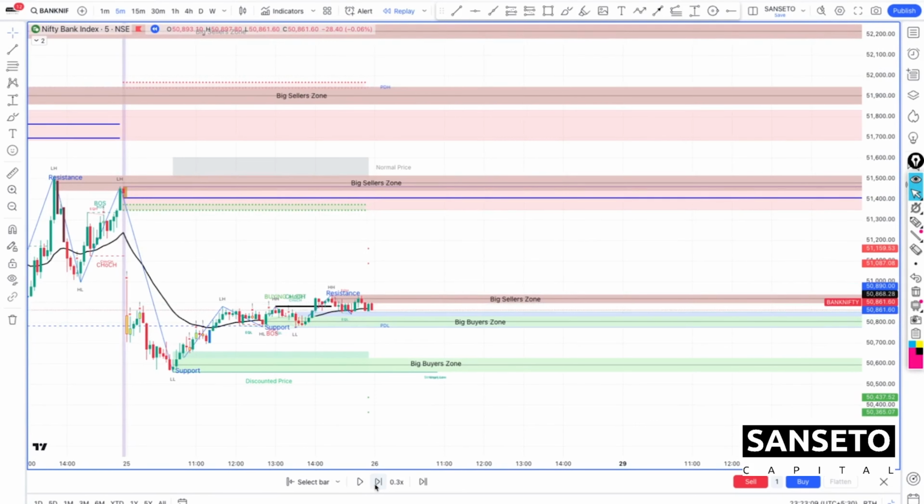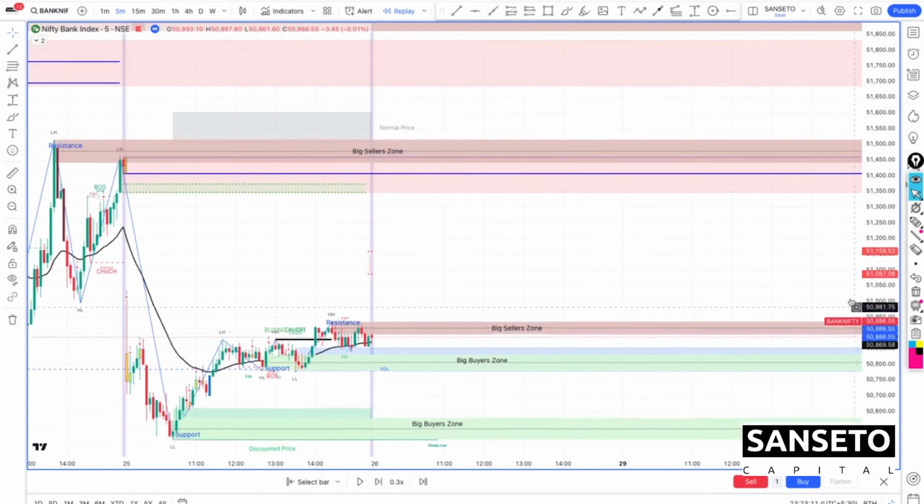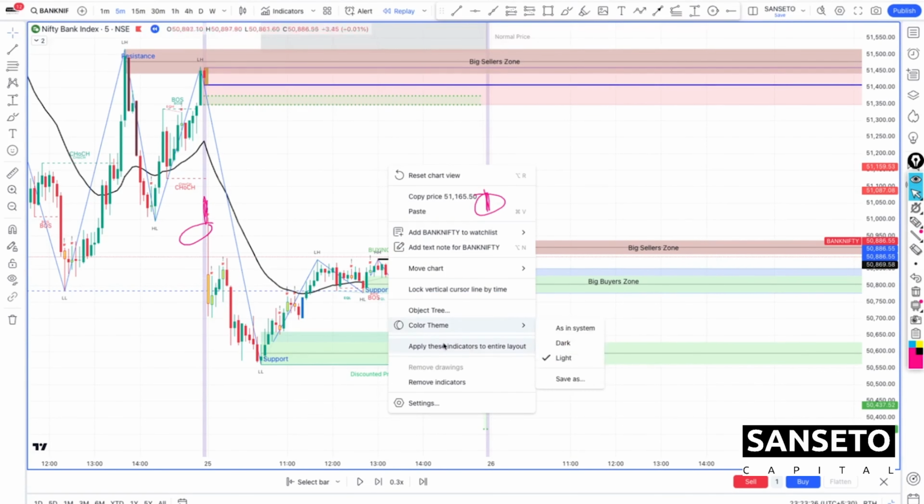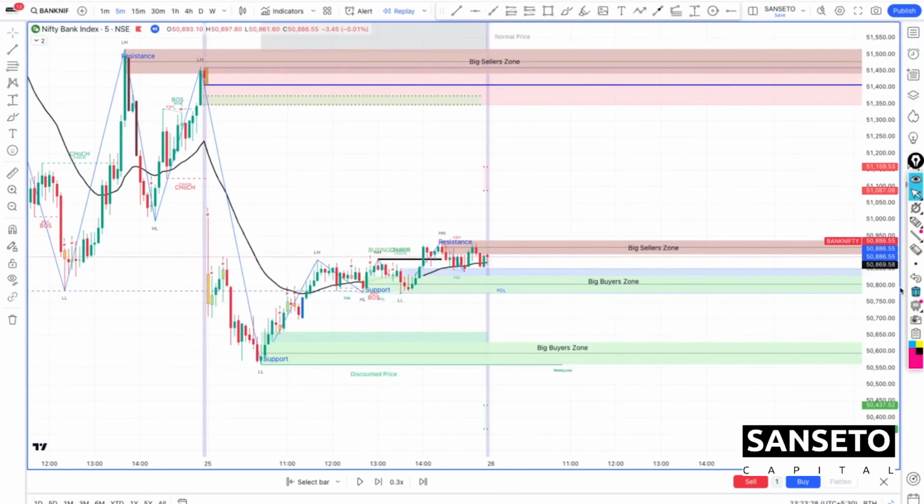Okay, so let's wait for the market closure. Our indicator also shows, you can see, when the market is closing. This is the opening of the market, this is the closing of the market. This opening and closing have been decided based on the Indian markets only. For other markets, we have to use it differently. We'll guide you how to do that as well.